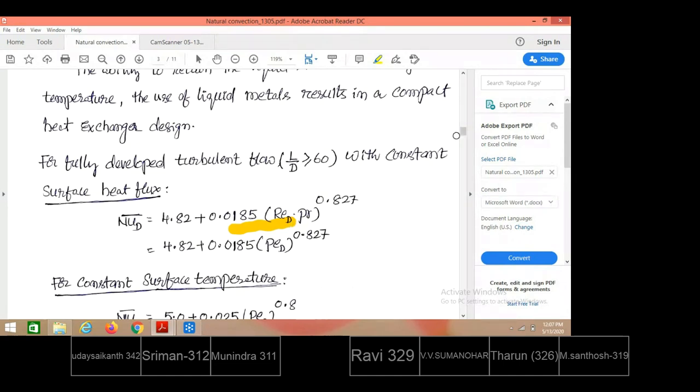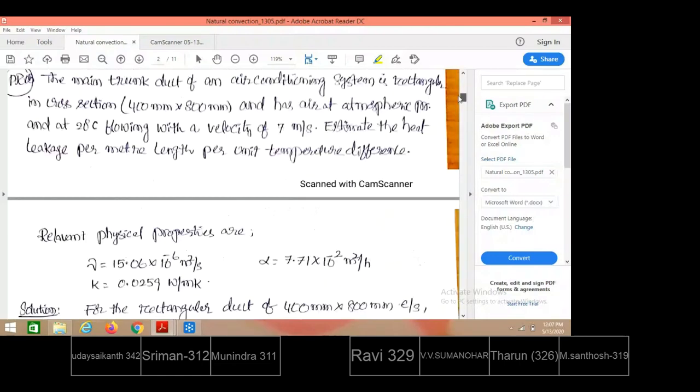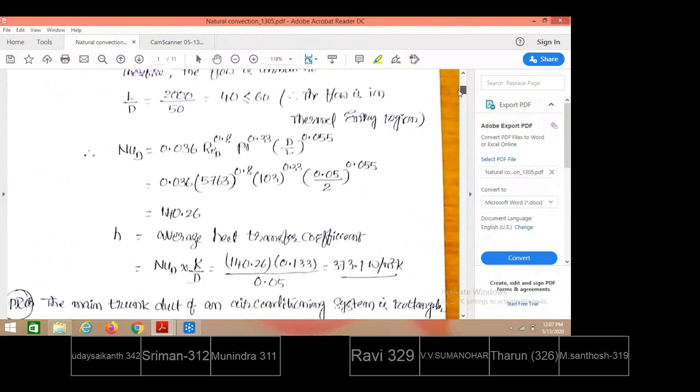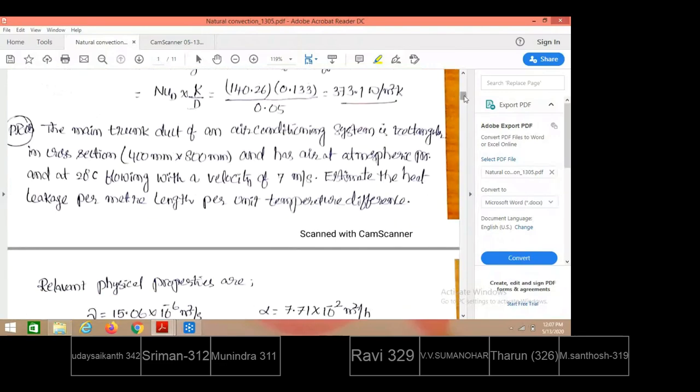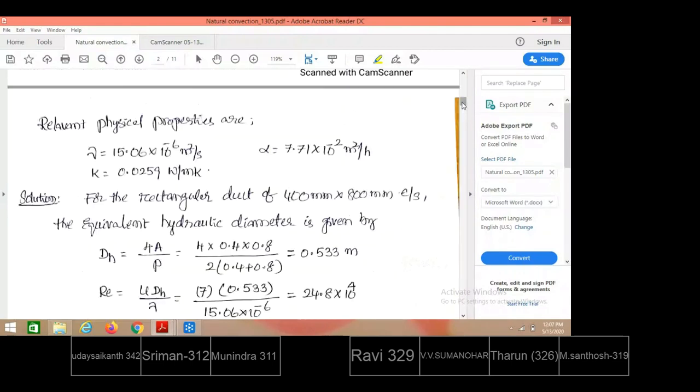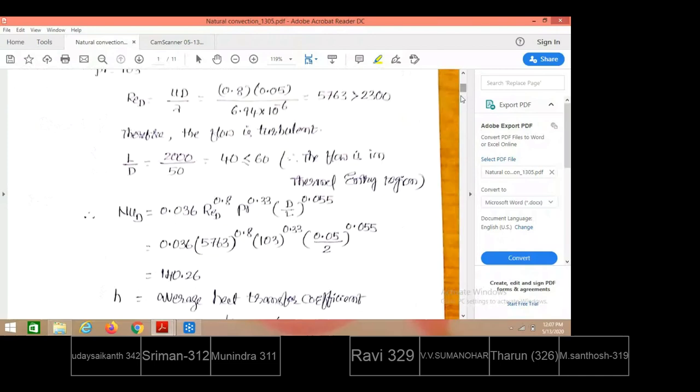So we have already seen that for internal flows the properties must be taken at bulk mean temperature, and we also must decide whether the flow is in the entry region or the fully developed flow region by calculating the L by D ratio. If L by D is less than 60, we say that we are in the thermal entry region. If greater than 60, we say that we are in the fully developed flow region. Accordingly, we will decide what Nusselt number correlation must be taken from the data book.